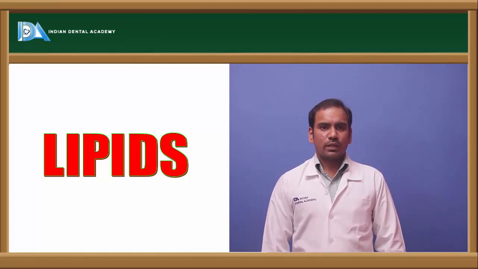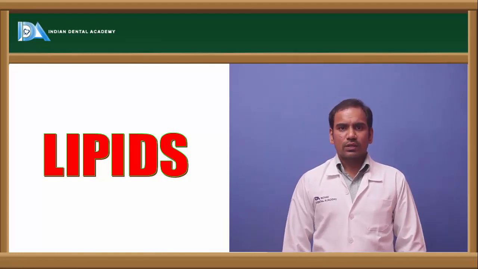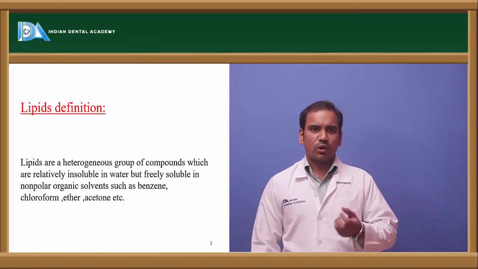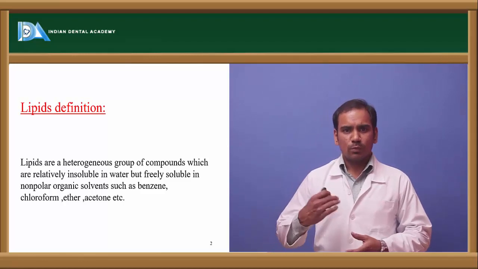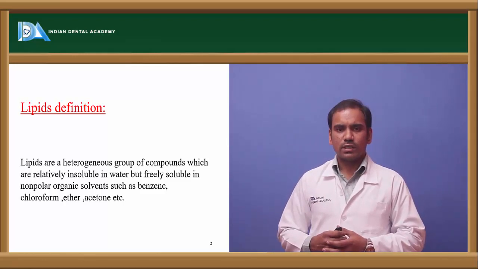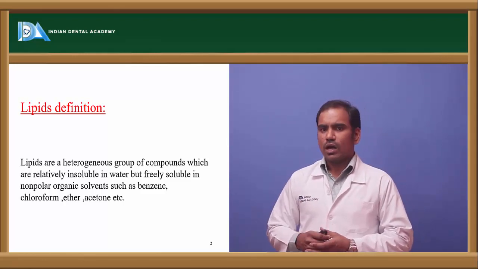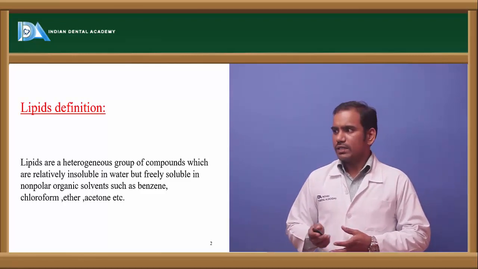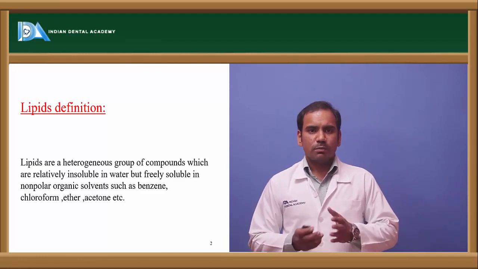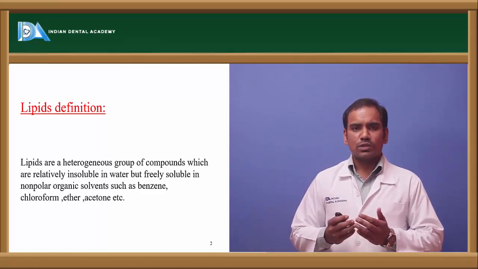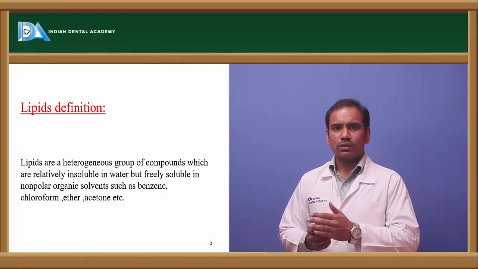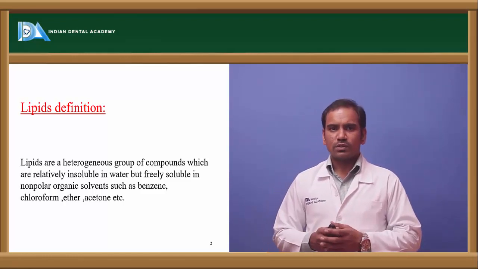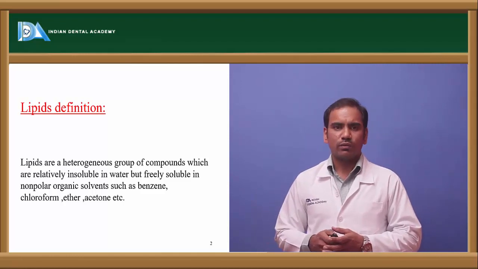Coming to our today's topic, lipid chemistry. So what are lipids? Well, lipids are defined as the heterogeneous group of compounds which are relatively insoluble in water, meaning polar solvents, and they are soluble in the non-polar solvents like benzene, ether, chloroform and acetone. So simply you can say that lipids are the compounds which are insoluble in water and soluble in the non-polar solvents, and they have a variety of compounds. That's why we call them a heterogeneous group of compounds.